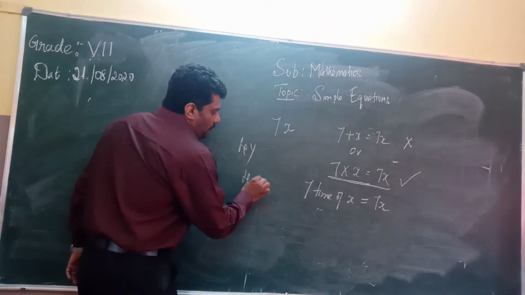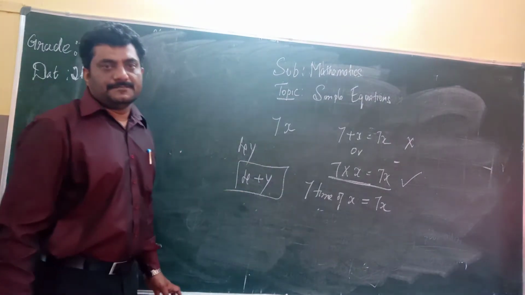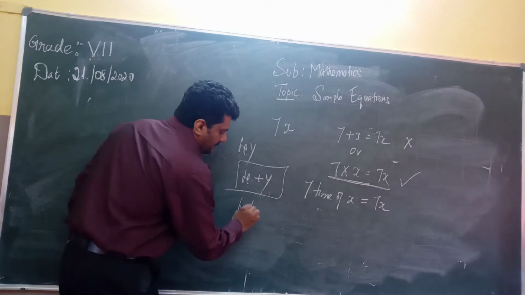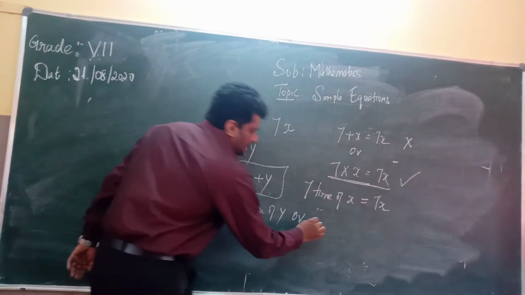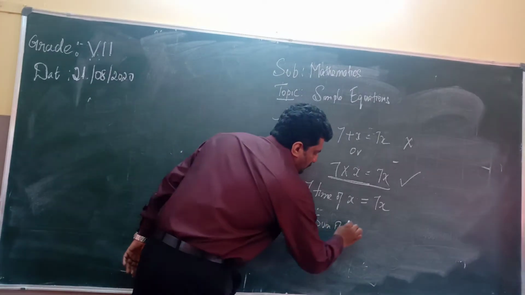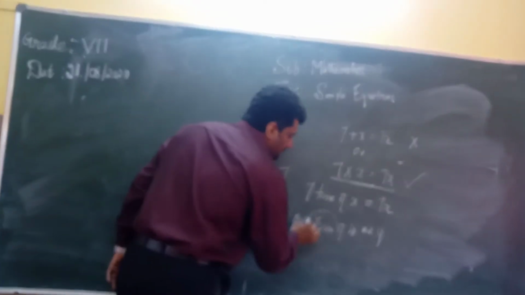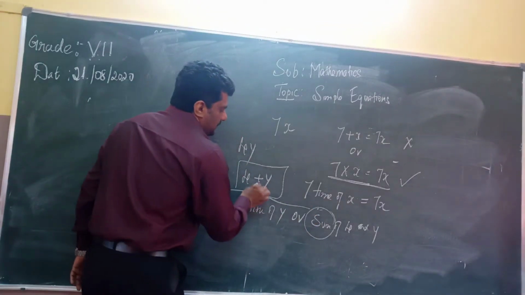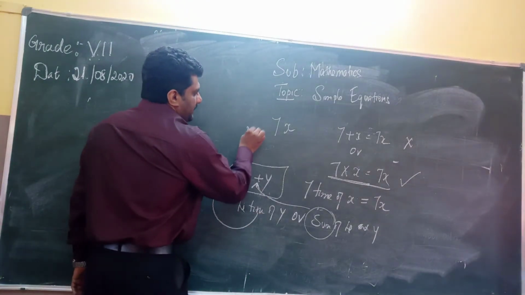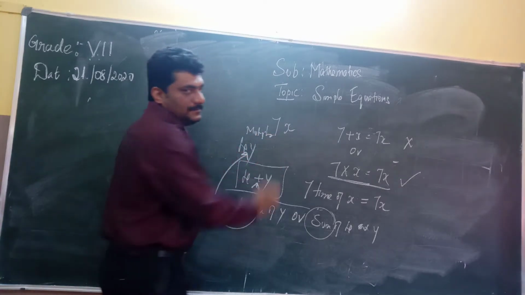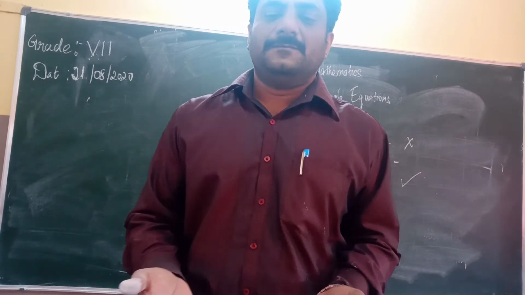Same way, if I write 4 plus y, how do you write this in words? Is it 4 times y or the sum of 4 and y? What is the meaning of sum? Sum is addition. Times is multiplication.